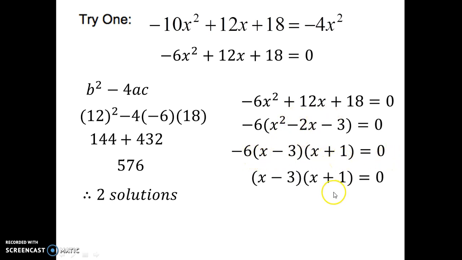Now I got rid of the negative 6. Now we have two factors here. Set each of them equal to 0, applying the null factor law and solve. So this one tells us x equals 3, this one tells us x equals negative 1. There's two different solutions, and that confirms what our discriminant told us, that there would be two solutions, and here they are. So let's check this one on decimals as well.